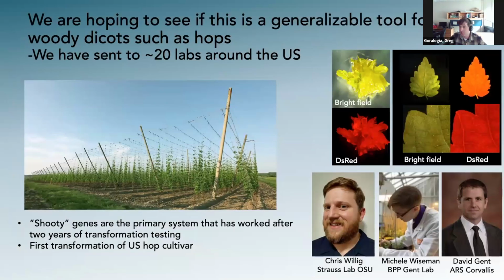Oregon State has a lot of specialty crops, often clonal, so we started work in hops. We've also sent this strain externally to about 20 labs. We finally have a system working in a U.S. hop cultivar, Cascade.